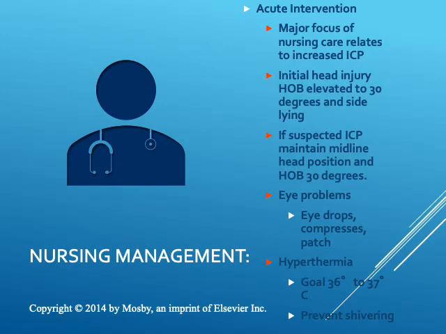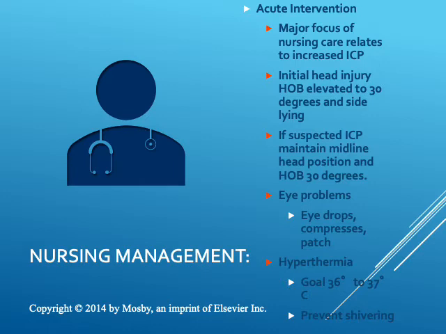Main focus for nursing care for the brain injured person is centered around intracranial pressure. So they also have to look at other things too. They have to look at the eyes. The eyes become dry, especially if they're on a ventilator, so they're at risk for corneal abrasion. So you want to make sure that they have some lubricating eye drops. A lot of times we tape the eyes shut to prevent the abrasion.